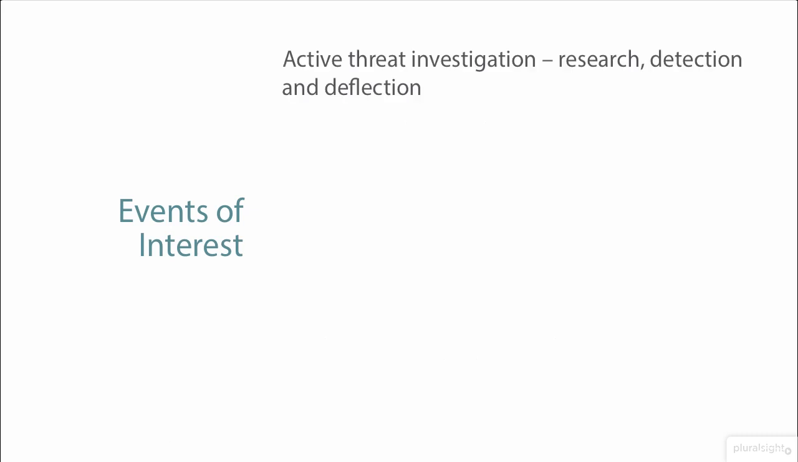Now, along with the events of interest, you want to be able to do something like active threat investigation. You want to be able to do research, detection, and deflection. Well, what this means is we have some other ways that you can start to capture some information that I want you to be aware of. One of them is honeypots. I don't know if you've heard of this term or not, but honeypots are systems that are designed to be attacked by hackers. In other words, you put a honeypot out in your production network that a hacker is going to attack, and you place a lot of monitoring controls on that system so that when a hacker attacks it, you can understand the attack and then start to come up with new controls that you can put on your other production environments.